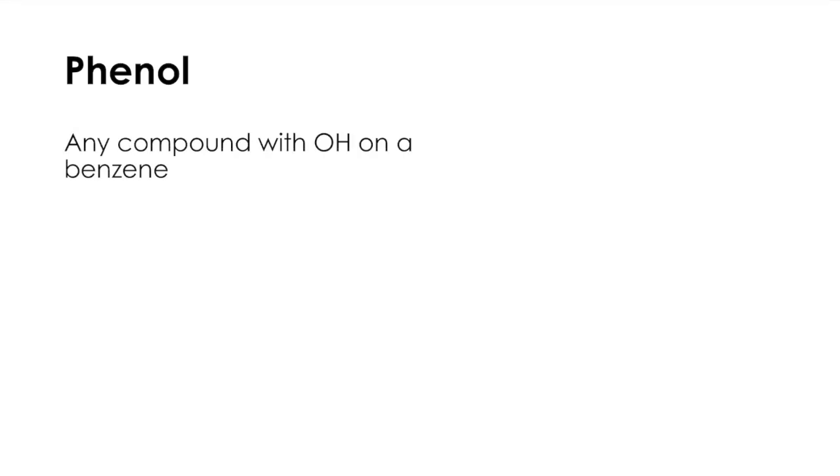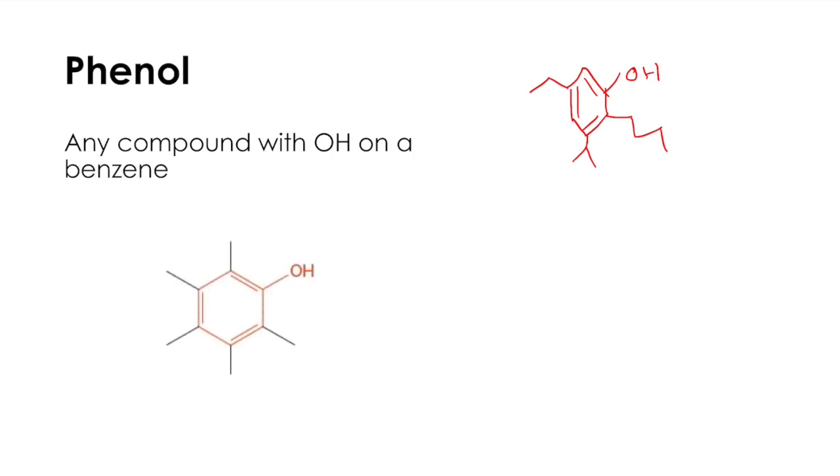One specific type of alcohol is called a phenol. A phenol is any compound with an OH connected to a benzene. So by definition, it has to have a benzene like this and an OH coming off of it. And then whatever else is attached to it, doesn't matter, it's still considered a phenol. So it can have a bunch of alkyl chains. It's still a phenol like that. By definition, it just has to have the benzene and the OH.